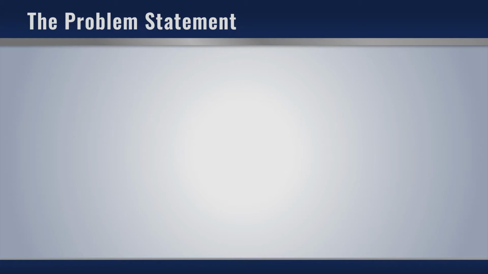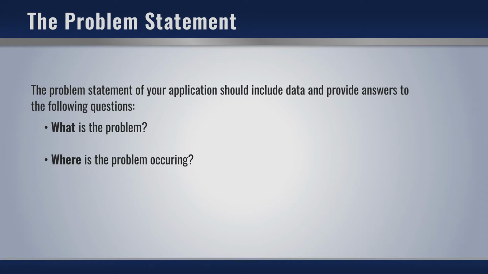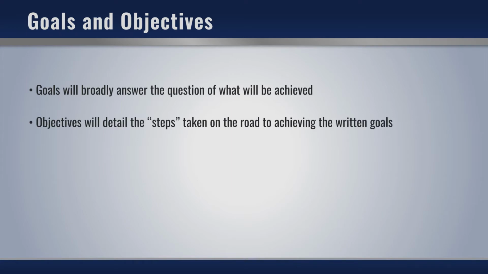The problem statement. The problem statement of your application should include data and provide answers to the following questions. What is the problem? And where is the problem occurring? Goals and objectives. Goals will broadly answer the question of what will be achieved. Objectives will detail the steps taken on the road to achieving the written goals.